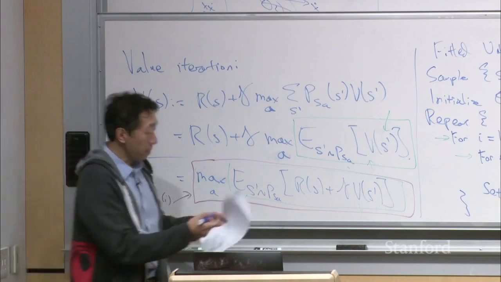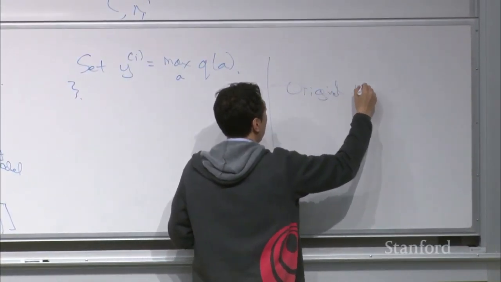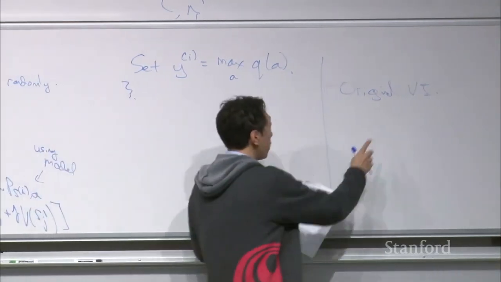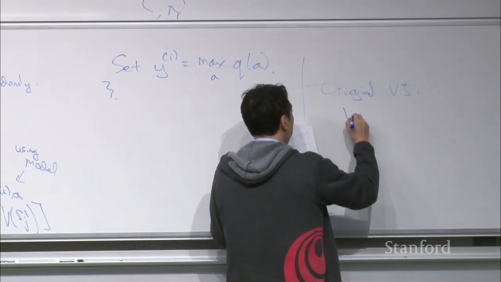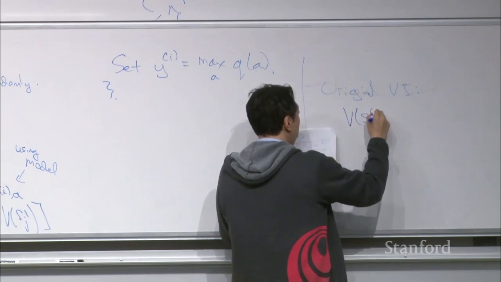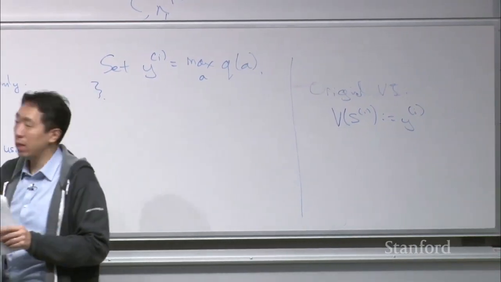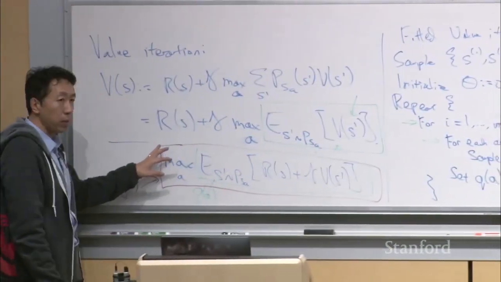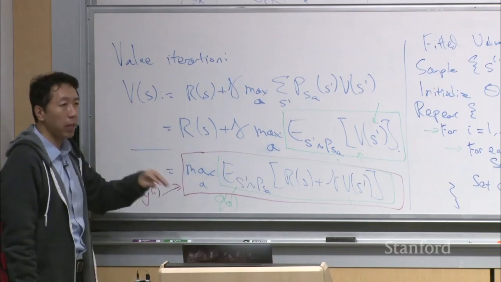Now, in the original value iteration algorithm, I'm just using VI to abbreviate value iteration. In the original algorithm, what we did was we set V of Si to be equal to yi, right? In the original value iteration algorithm, we would compute the right-hand side, this purple thing, and then set V of S equal to that. Just set the left-hand side equal to the right-hand side.